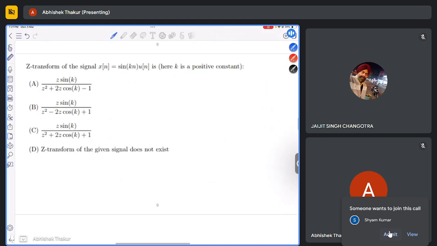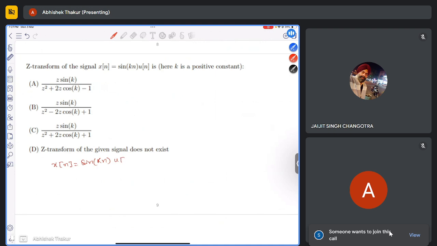So we have to find the Z transform of the signal x of n. x of n is given as sine of kn into u of n, and here k is a positive constant. For this type of question, we will break sine kn in terms of the exponential term, e to the power of.